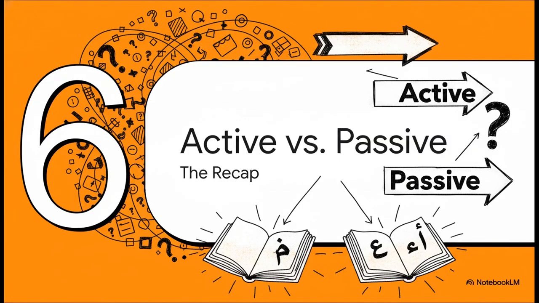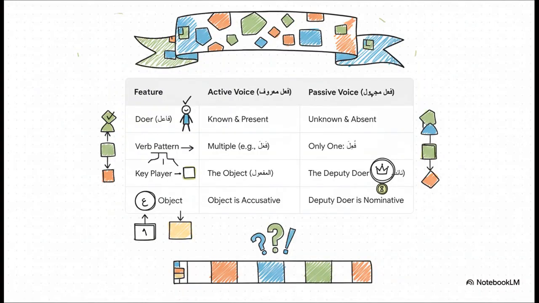Phew, okay, we have gone through a lot of ground. So now let's put everything side by side in one final recap to make these key differences totally crystal clear. This slide right here is your ultimate cheat sheet. In the active voice, the doer is known and present. In the passive, it's totally absent. Active verbs have a few patterns, the passive has just one. In active sentences, we talk about the object, the maf'ul, in the accusative case. But in passive sentences, that same word gets promoted to deputy doer, the na'ibul fa'il, and takes the nominative case. These are the four big distinctions.